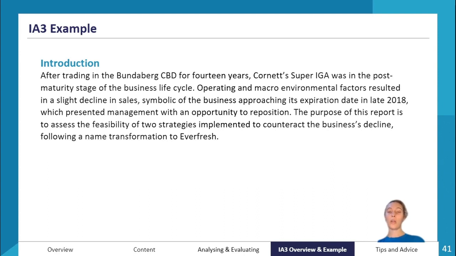So again, all of those things that you learn about in business, everything that we've covered today, everything that will be in your school textbooks and hopefully your school notes as well. Those are the terms that then should be included in your IA3 and equally in other pieces of assessment as well. So we're saying what the factors are, operating and macro, and what they caused. So a slight decline in sales, when it was, so this was late 2018.